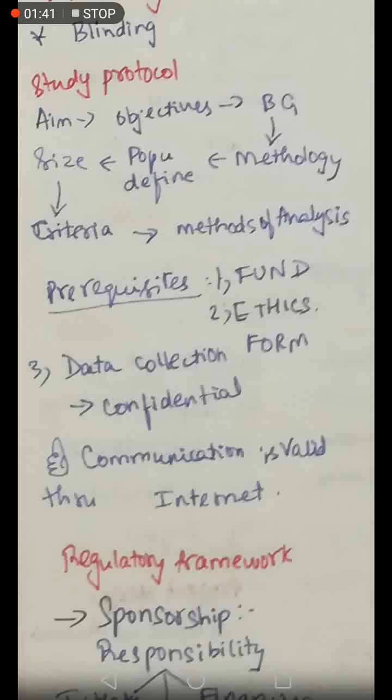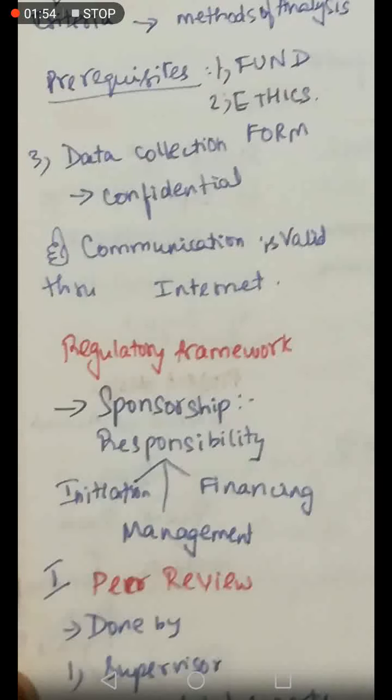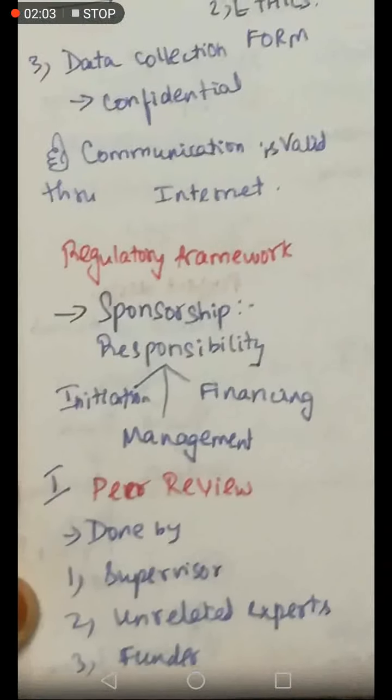Population definition is very important, and of course the sample size will be noted. Criteria, that is inclusion and exclusion criteria, are also needed, along with methods of analysis of the results. Prerequisites include the funds and ethical clearance. The last one is the data collection form, which has to be stored confidentially. Effective communication is possible through the internet as well.